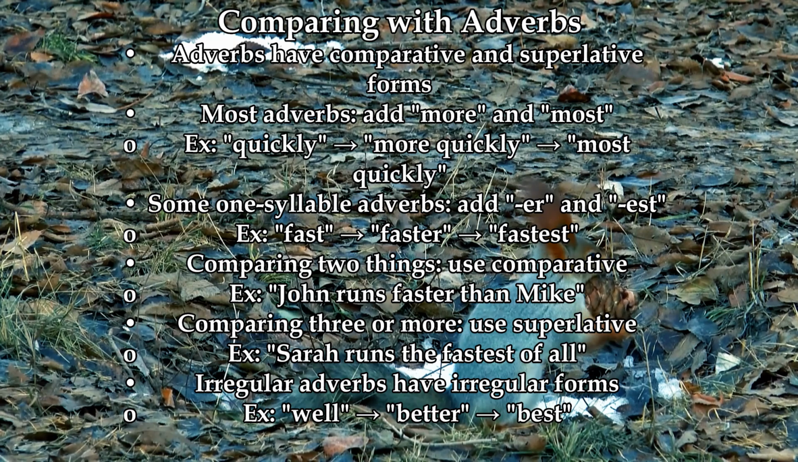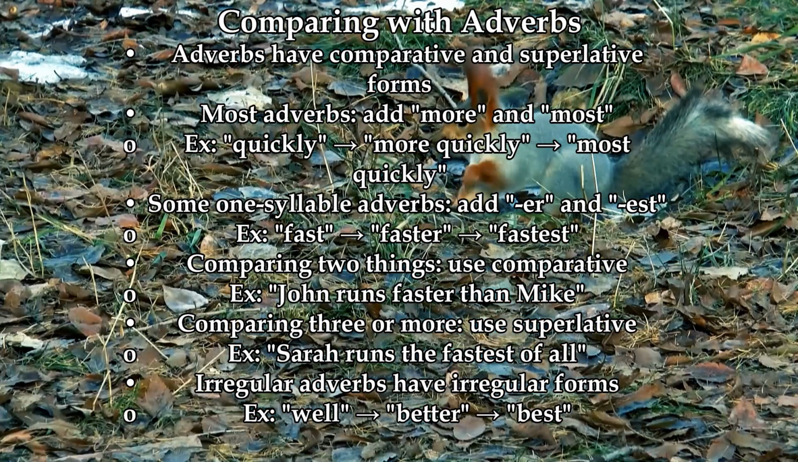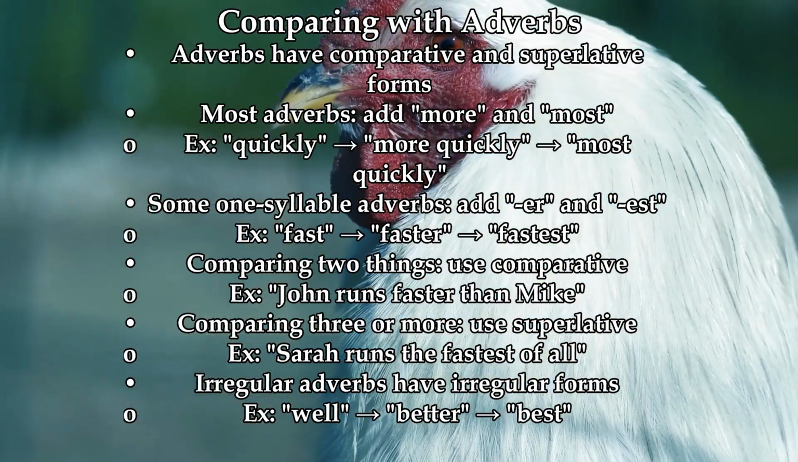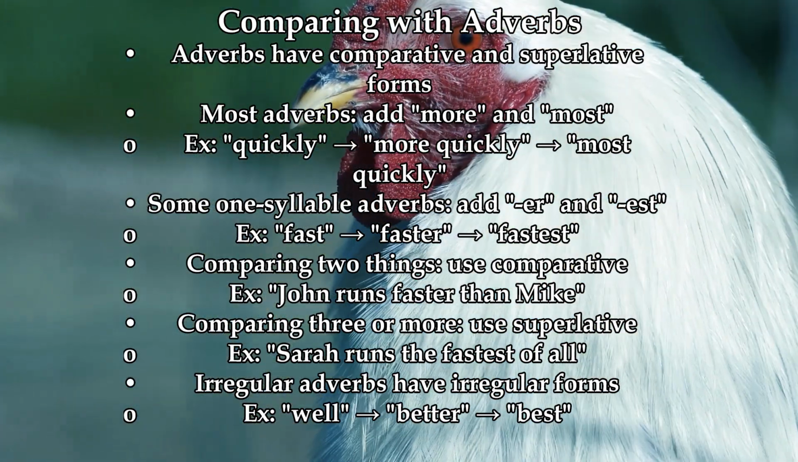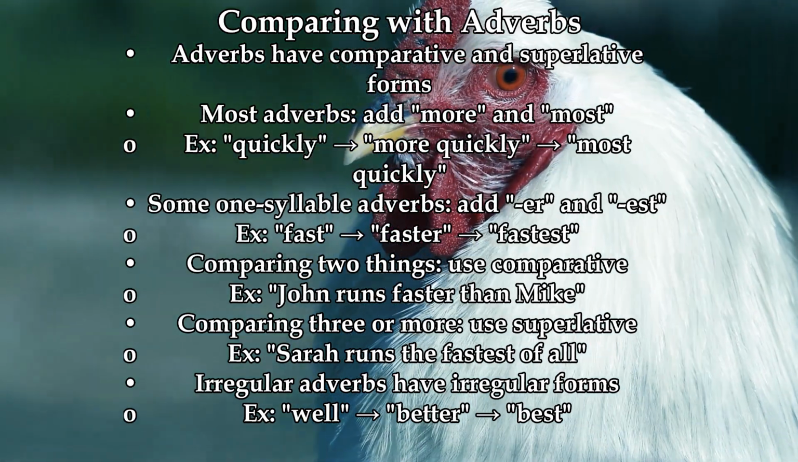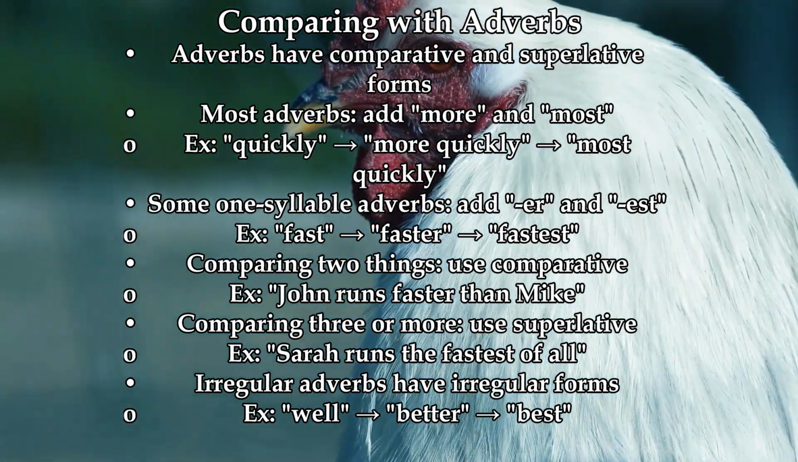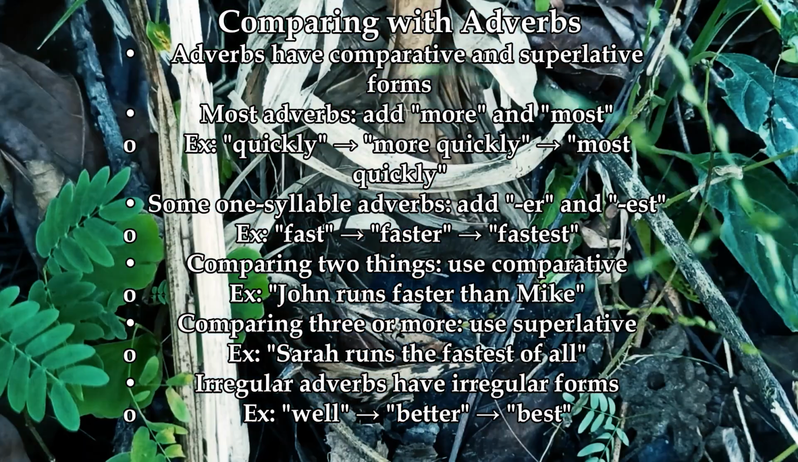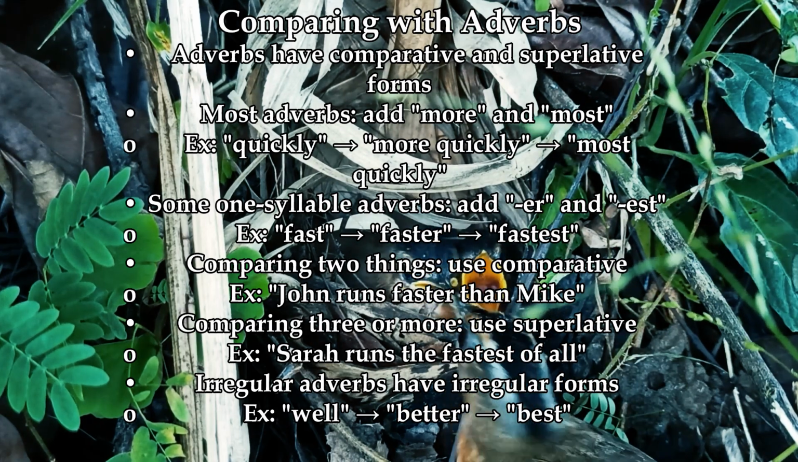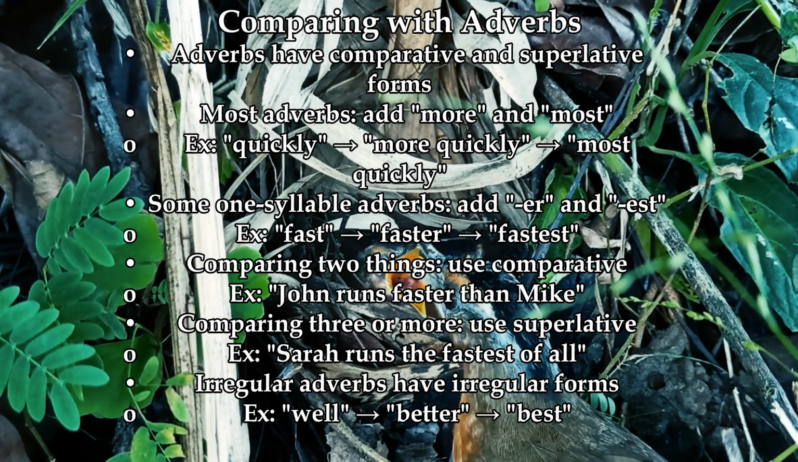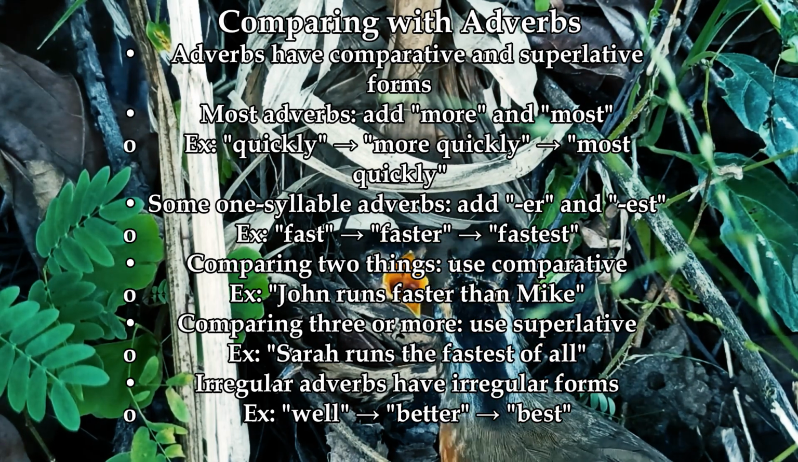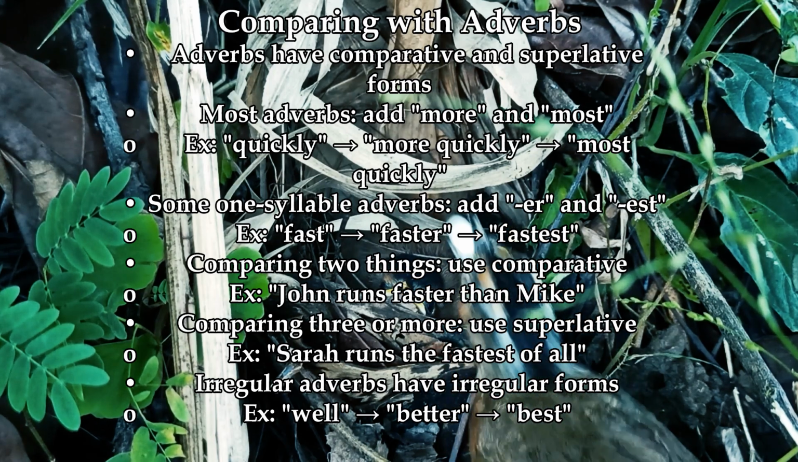For most adverbs, we simply add more and most before the base form to create the comparative and superlative. For example, quickly becomes more quickly and most quickly. However, some one-syllable adverbs, like fast and hard, take the -er and -est endings, just like their adjective counterparts.